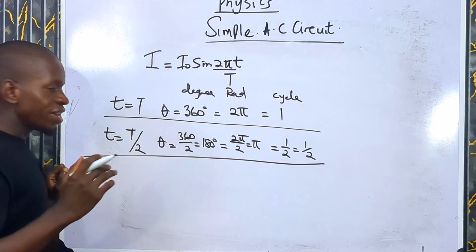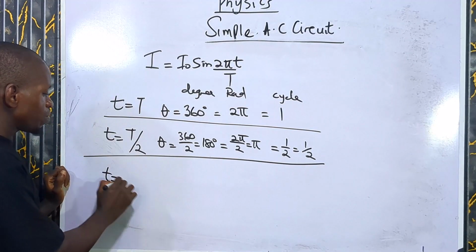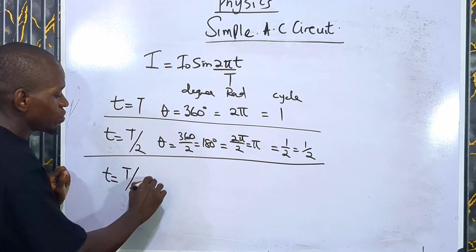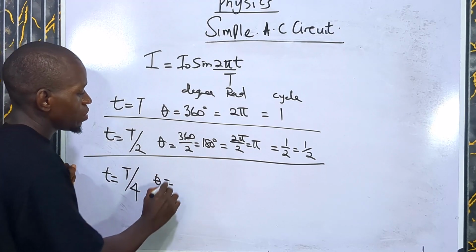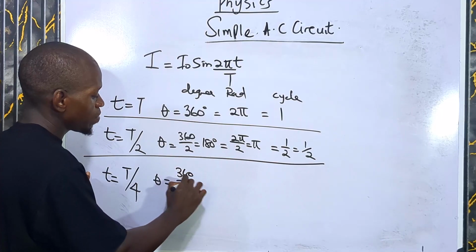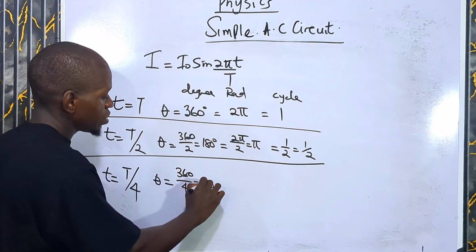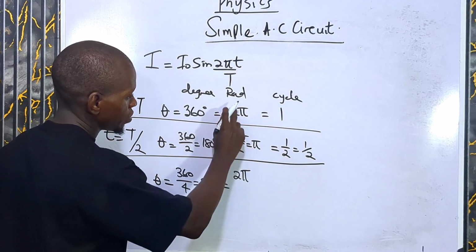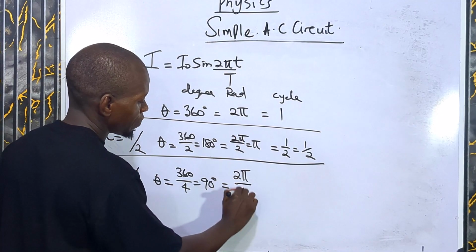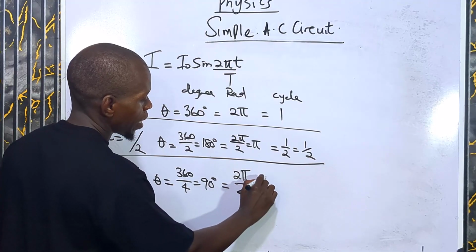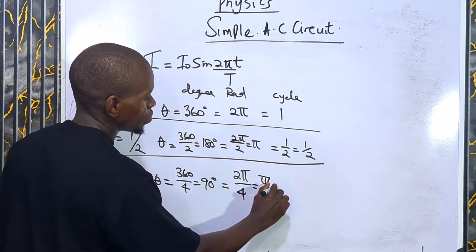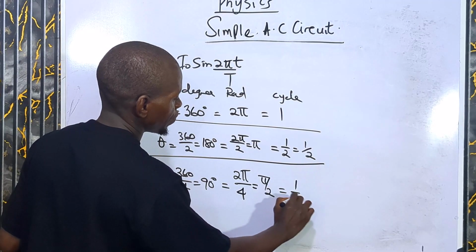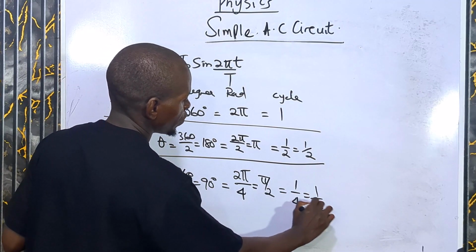Okay. Now the next thing I'm going to say is this. What if your time is the period divided by 4? So what do we have now? My first angle is going to be 360 divided by 4, which is equal to 90 degrees. And that is the same thing as 2 pi divided by 4, which gives pi over 2. Now 1 divided by 4 gives me 1 over 4.